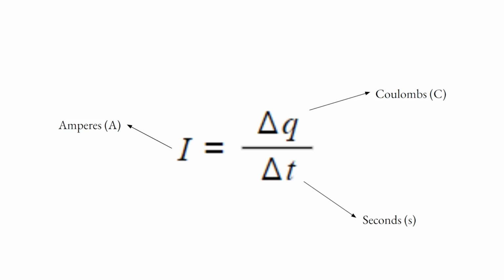Now, this formula can be summed up as: to find the electric current flowing through a circuit, divide the change in charge by the time it took for that change to happen.